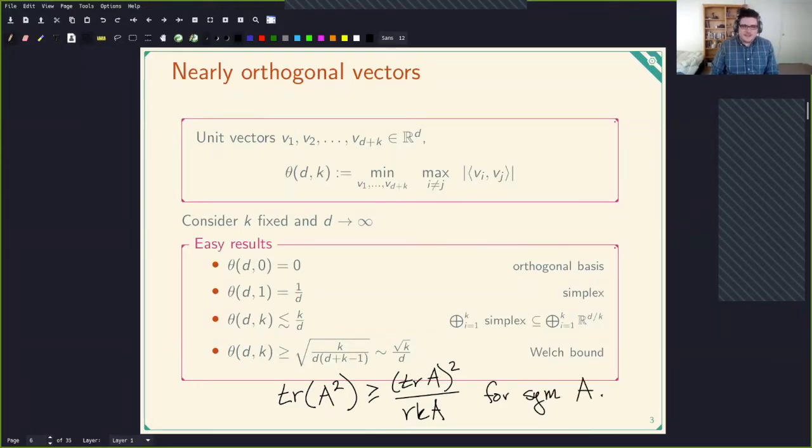If you just plug this inequality in, this inequality is just Cauchy-Schwarz, and you'll crank through it and find the Welch bound. The thing to notice about the Welch bound is, again, when k is small compared to d, it's telling you that theta of dk is at least roughly square root of k divided by d. And compare that to the upper bound of k.